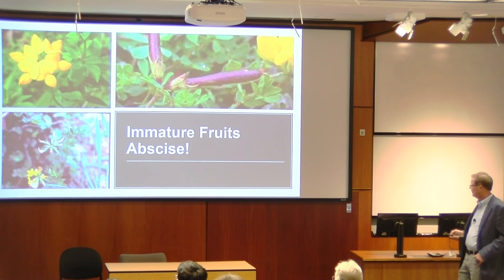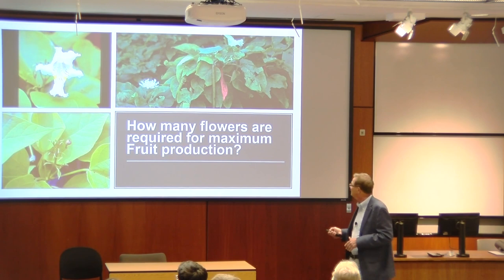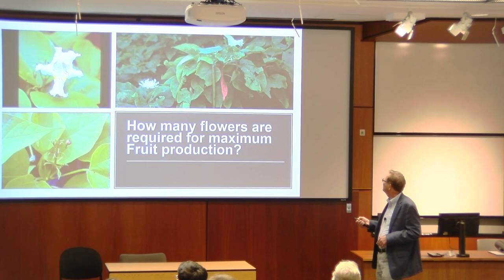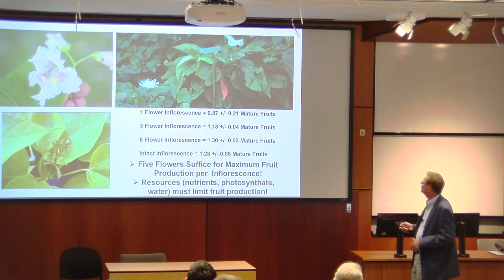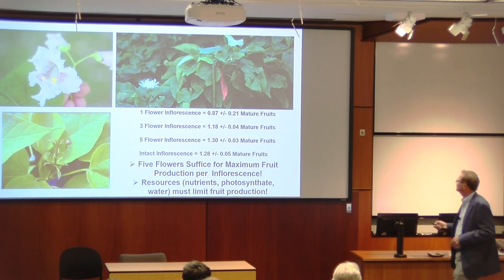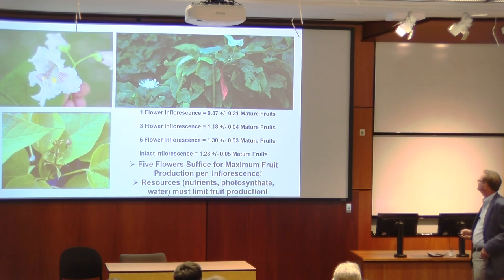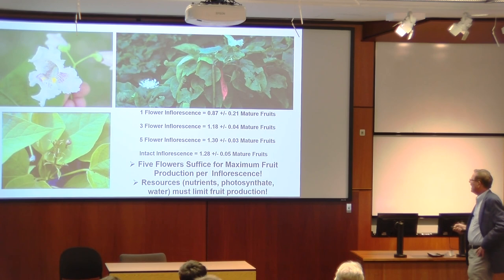So then I said, how many flowers are required for maximum pollination? So I created these single flower inflorescences where I removed all the buds but one, and that flower opened up, and typically I got a fruit. And I made 3 flower inflorescences, I made 5 flower inflorescences, I tracked intact, unmanipulated inflorescences, that sort of thing. What I found is a single flower inflorescence produces about 0.9 mature fruits per plant. And 3 flower inflorescences, a little over 1 mature fruit. 5 flowers produce 1.3 mature fruits. Intact inflorescences also produce 1.3 fruits per inflorescence. So you have 5 flowers suffice for maximum fruit production per inflorescence.